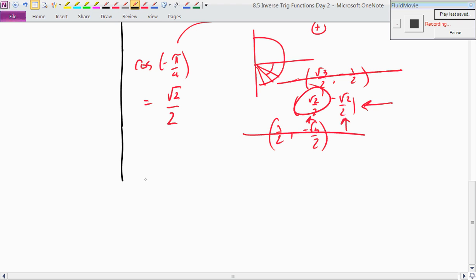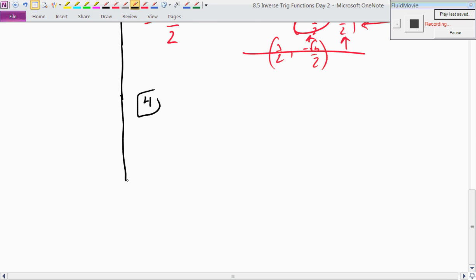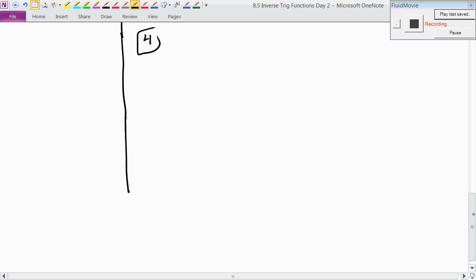But what happens now? What happens if the angle you're looking for is not on the bite size? Yeah, you got it. What if I want this one right here? What if I want the sine of the inverse tangent of 1/2? The sine of the inverse tangent of 1/2.